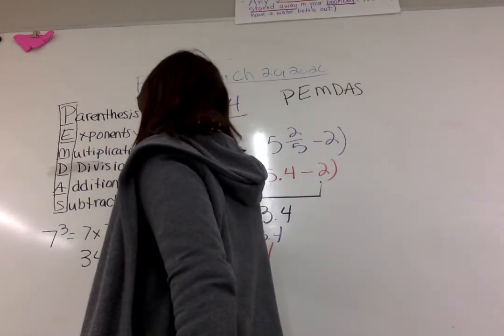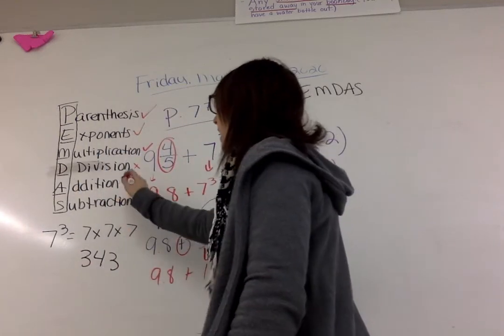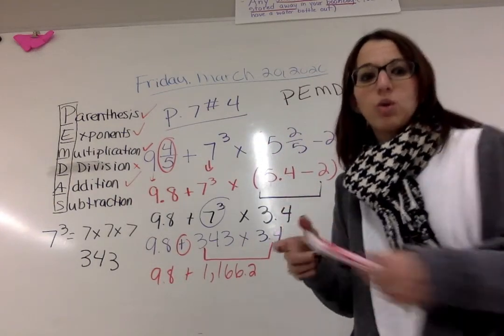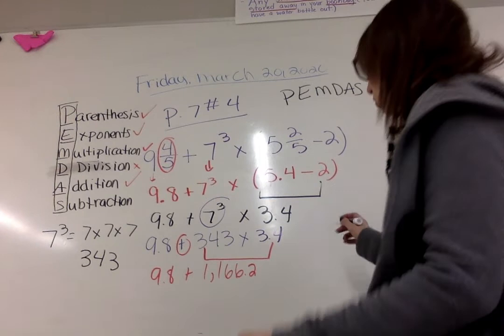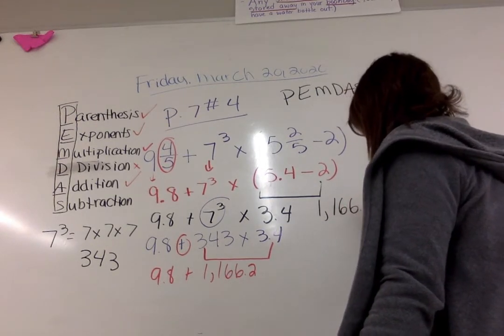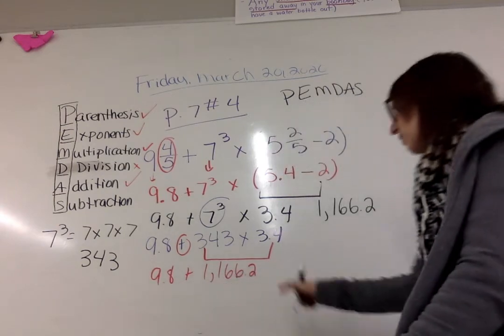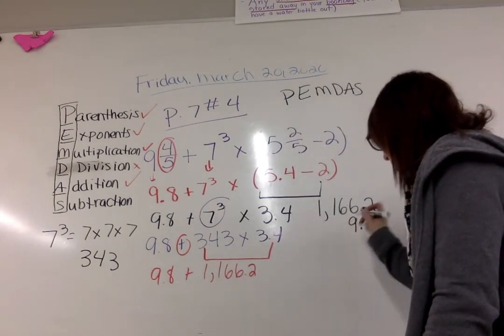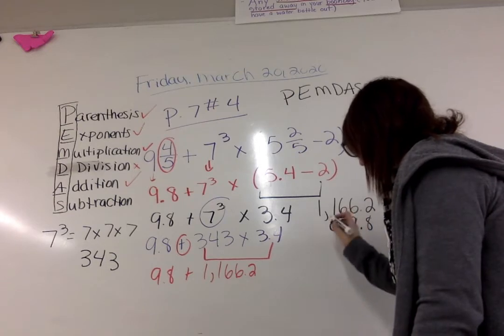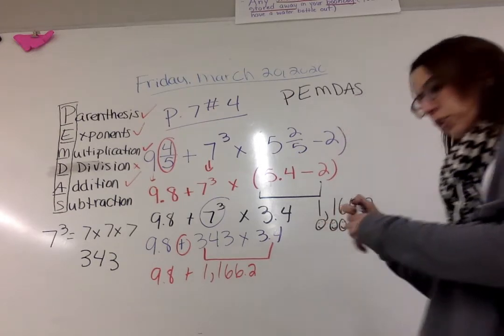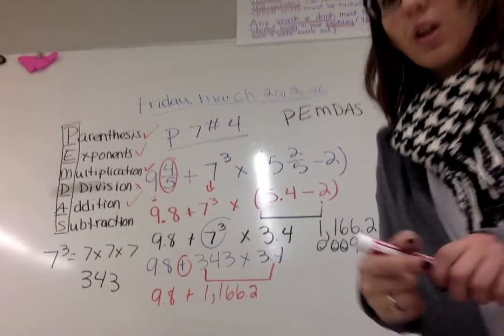There is no division. There is addition, right? So now I'm going to add 9.8 plus this number to get my total answer. So let me show you what that's going to look like here. 1,166.2. Remember, line up your decimals. 9 point. So 9 here, decimal here. And I'm just going to throw in some zeros so I don't get confused, because I like everything to be in order, as you already know.